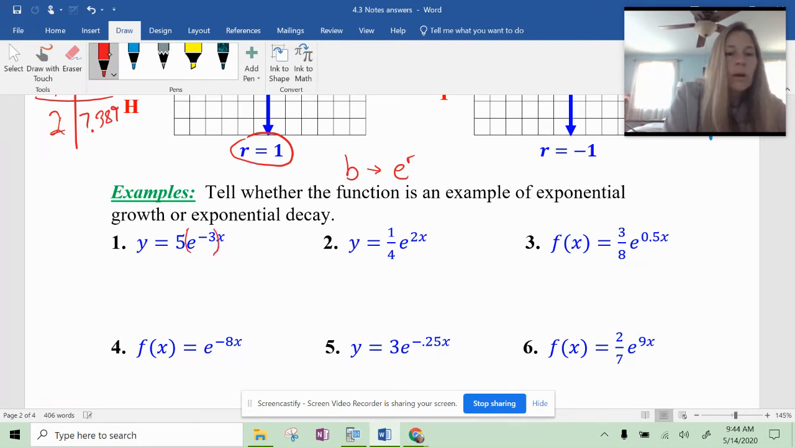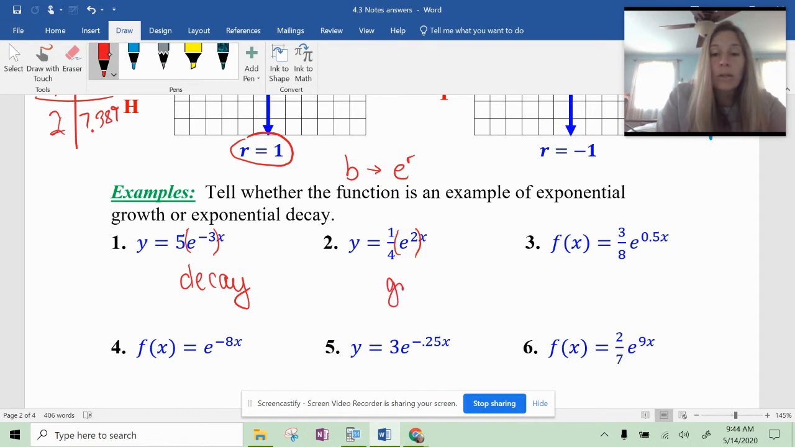So this one here, you have an e raised to a negative, so this will become a decay factor and therefore be a decay function. For this one here, you have e raised to the second power, which is going to become a growth factor since the r is greater than 1, or positive, so it'll be a growth factor and a growth function. This one here, 0.5 is still positive, so when you do e raised to 0.5, you will have a growth factor, so it'll still be growth.